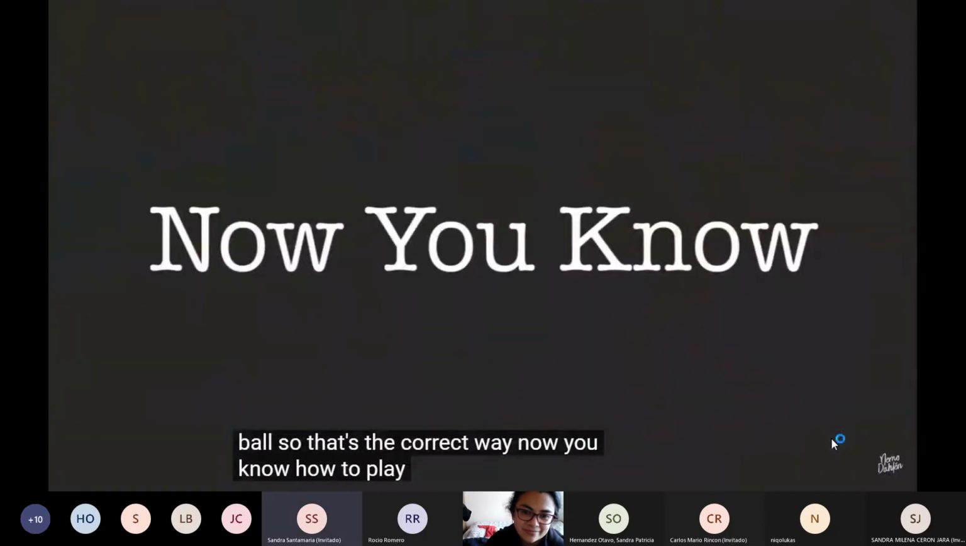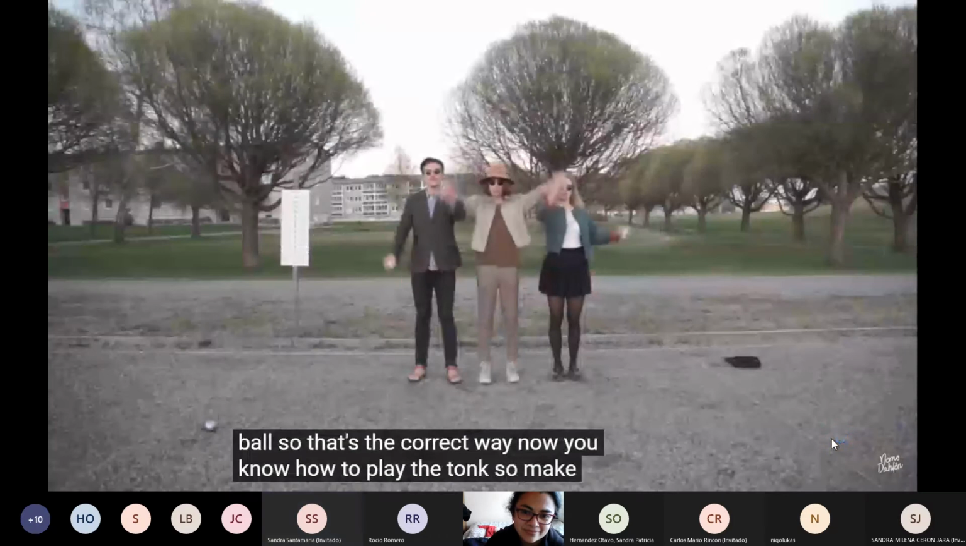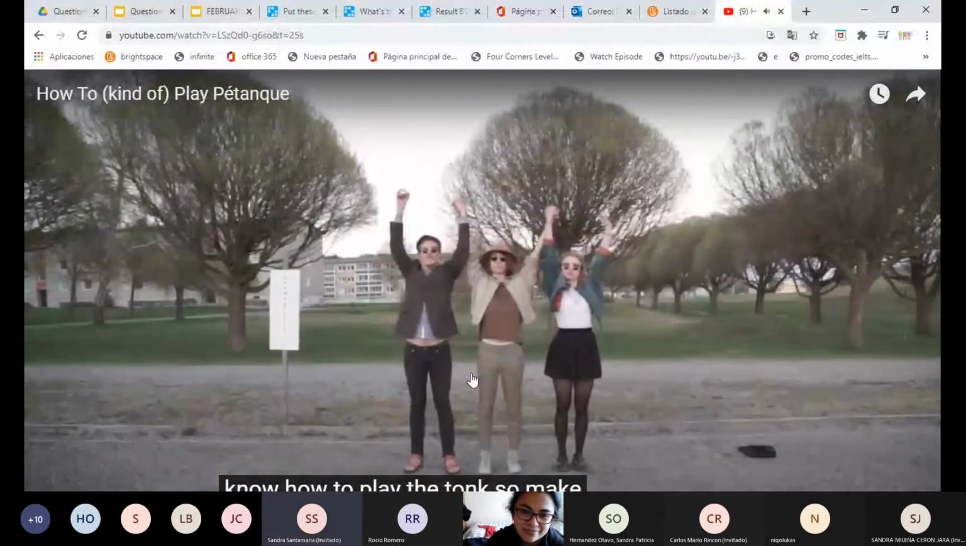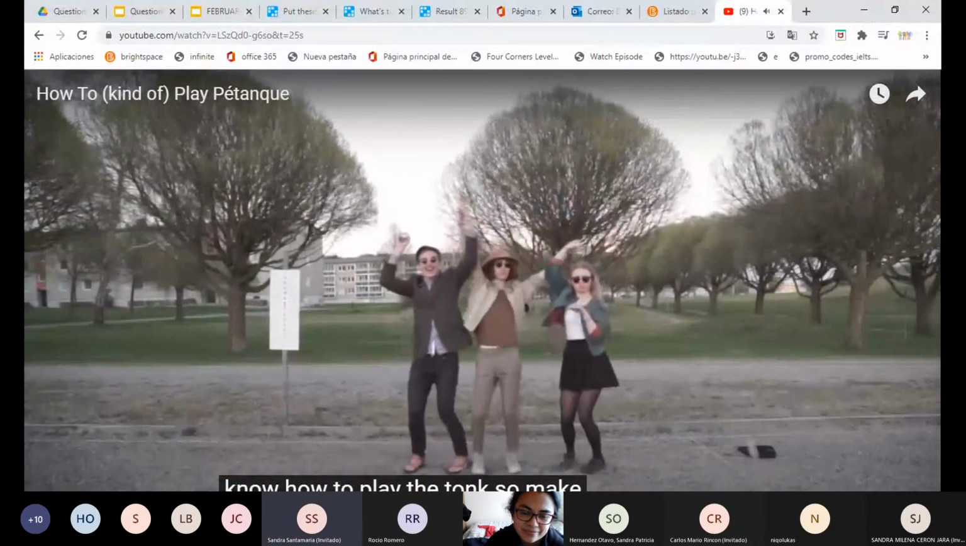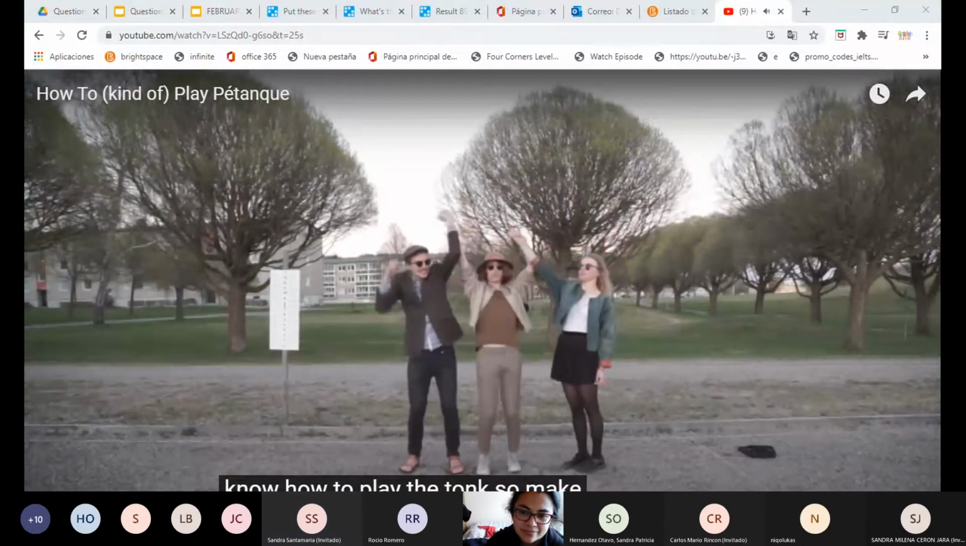Now you know how to play Petanque. So make friends, have fun, and remember to let loose. Don't be too stiff when you play Petanque.